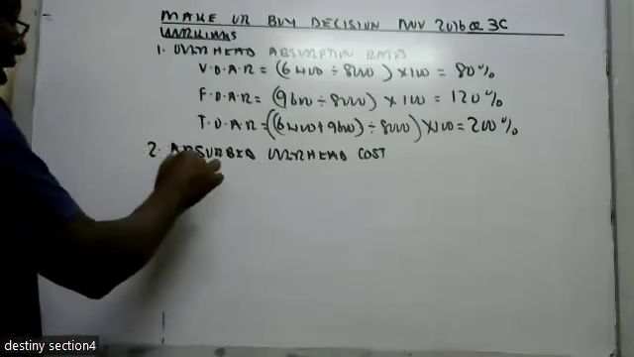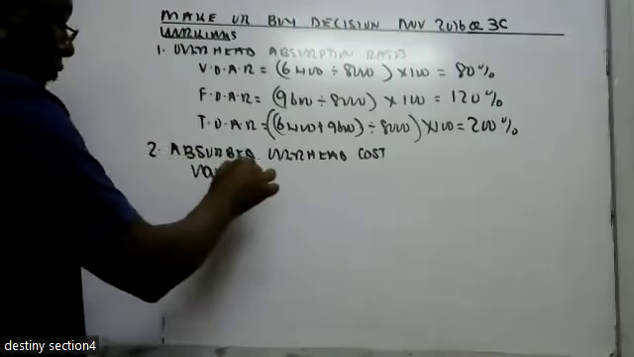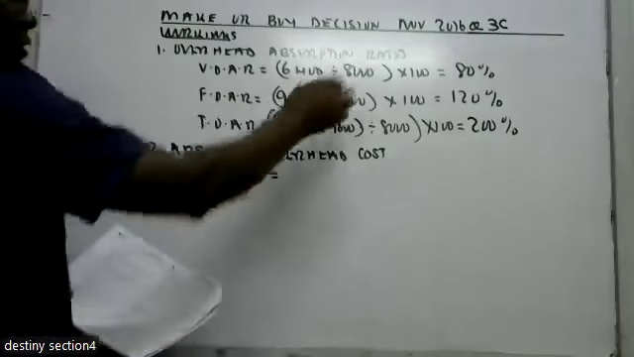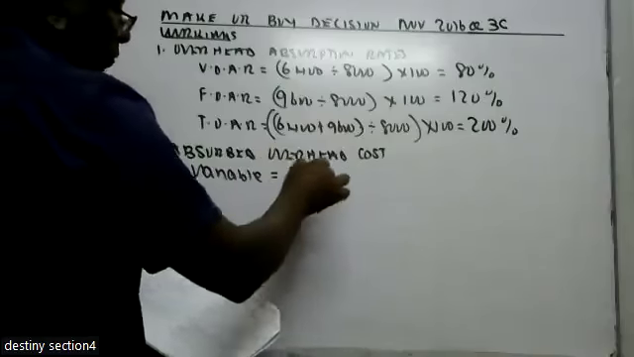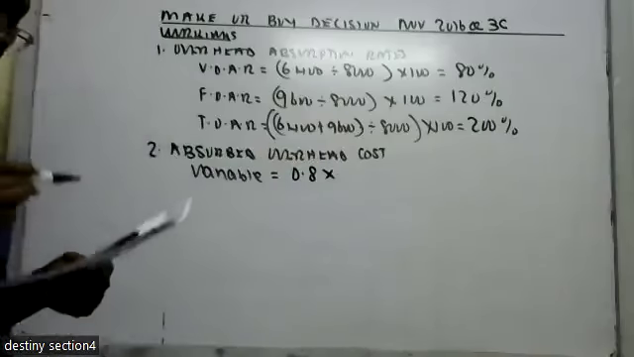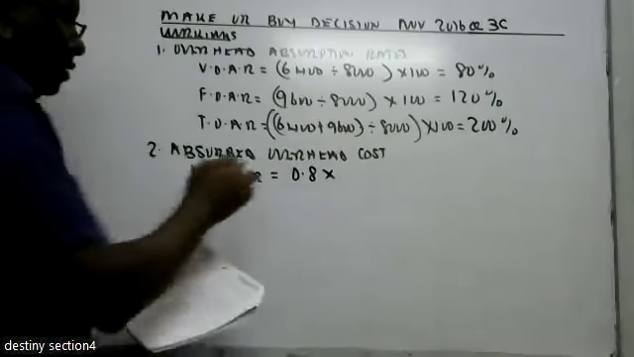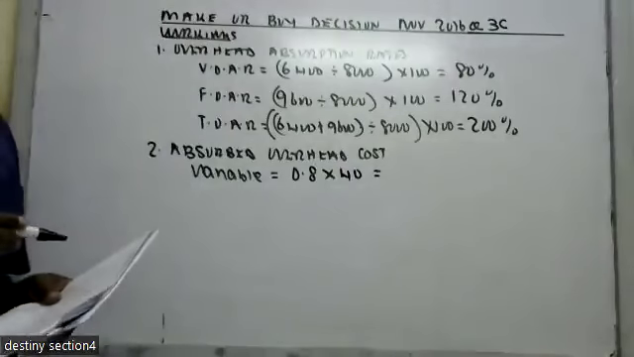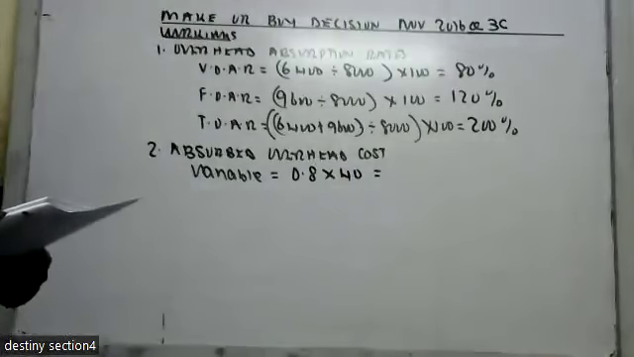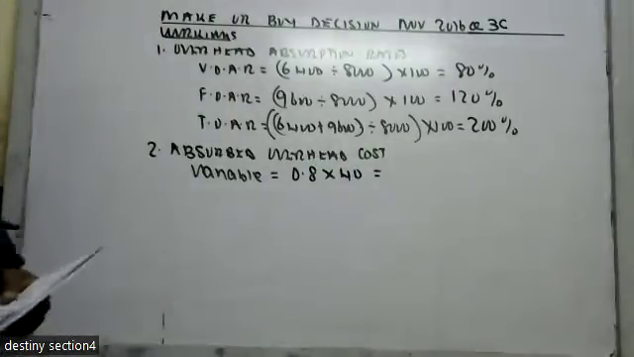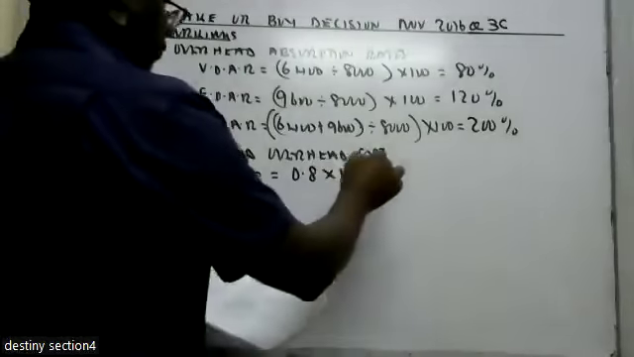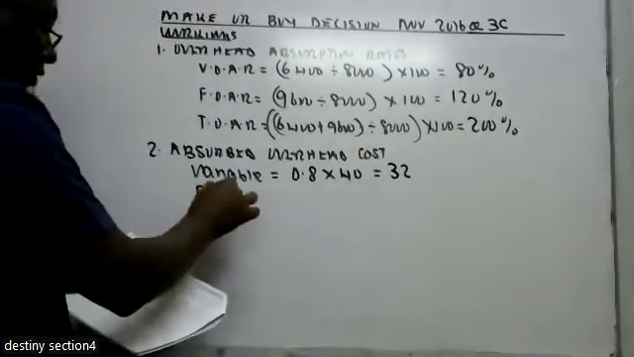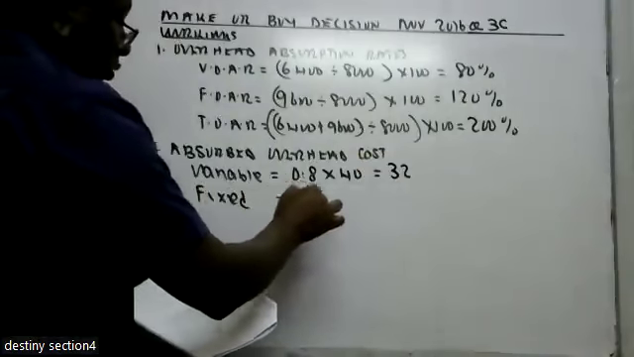If you want to get the variable, it is going to be this 80%, so 0.8. The 80% multiplied by labor. Now labor is 40 for that product. So that gives you what? 32. If you want to get the fixed, it is 1.2 times 40.